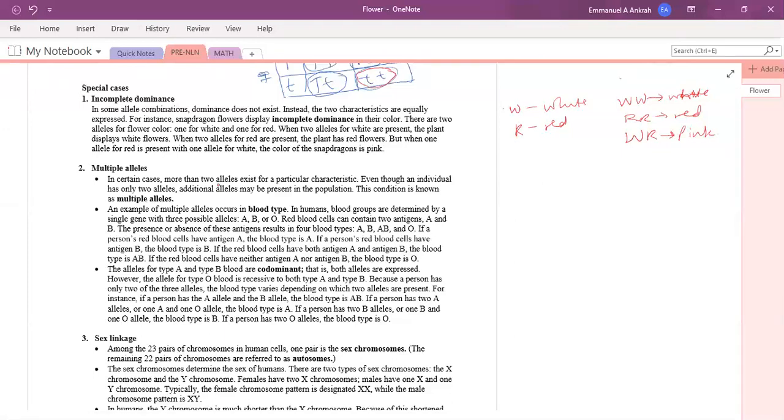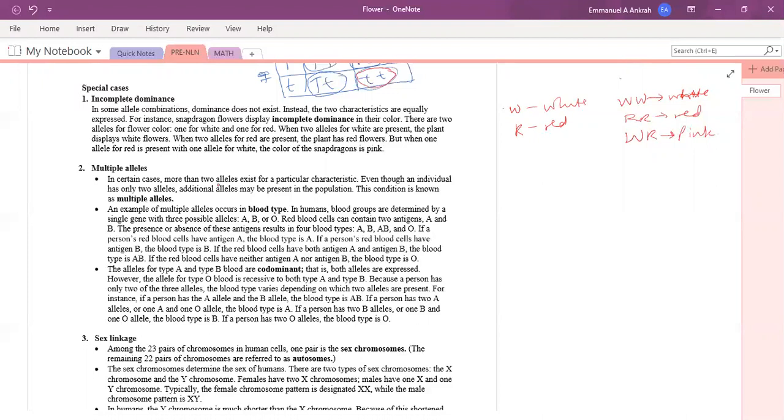Even though an individual has only two alleles, additional alleles may be present in a population. This condition is known as multiple alleles. So there may be more than one gene controlling some characteristic in the individual. An example is blood group. There is more than one type of gene that controls blood type.